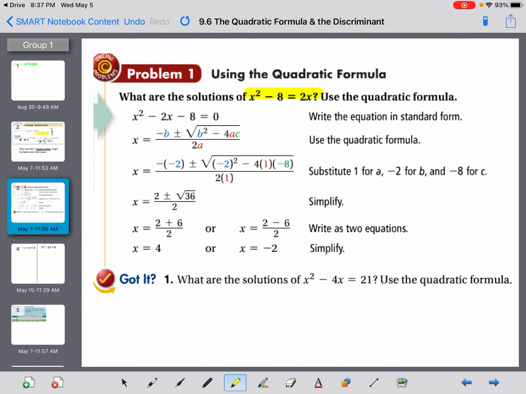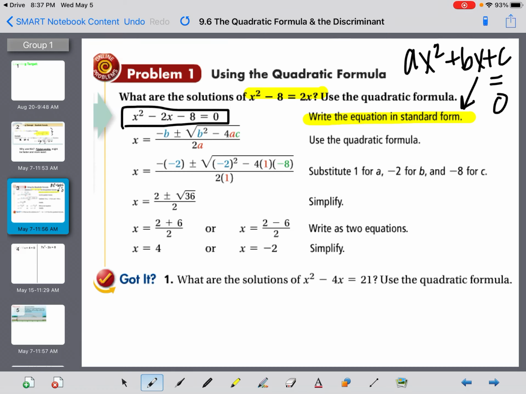All right, so using the quadratic formula, here's your first example. They're giving us x squared minus 8 equals 2x. Remember that the very first thing you have to do is write it in standard form. In case you forgot what standard form is, that means it all has to equal 0. So it has to be ax squared plus bx plus c equals 0. That's why they had to subtract 2x to get it all on one side and have it equal 0. Then we'll just plug in what we know. Your a is 1, your b is negative 2, and your c is negative 8. So that's where they're getting all of these numbers.